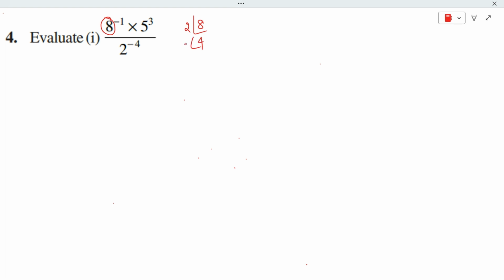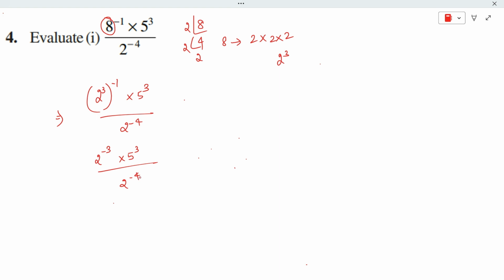So if I have to convert, then 8 is written as 2 into 2 into 2, which is 2 power 3. So I'm going to replace 8 as 2 power 3. The power minus 1 should be kept as it is, into 5 cube by 2 power minus 4. Now I'm going to use laws of exponents, that is power of a power exponent. What we will do? We have to multiply the powers. So it becomes 2 power minus 3 into 5 cube by 2 power minus 4, isn't it? So I am applying this law of exponent.